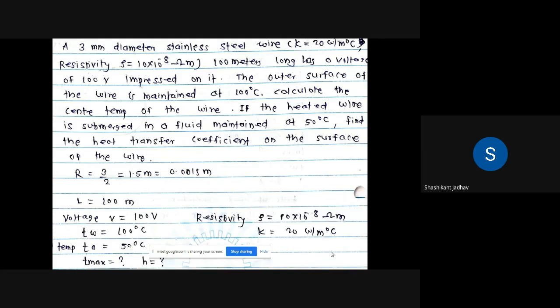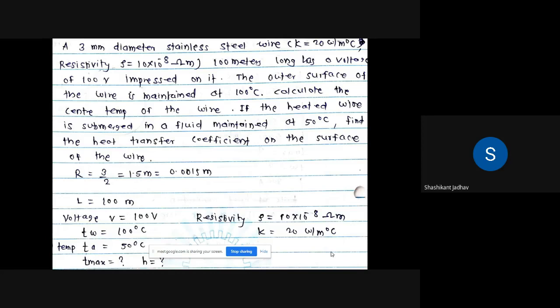Then ambient temperature is given, submerged in a fluid. So whatever the ambient temperature, that is 50 degrees Celsius. So TA is equal to 50 degrees Celsius. Then find the heat transfer coefficient on the surface of the wire. Find the heat transfer coefficient means we have to calculate the H. So H is equal to question mark.